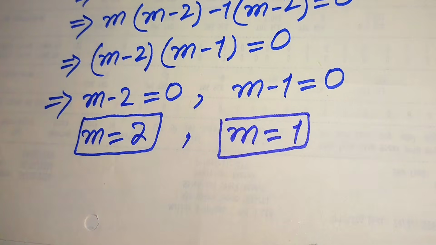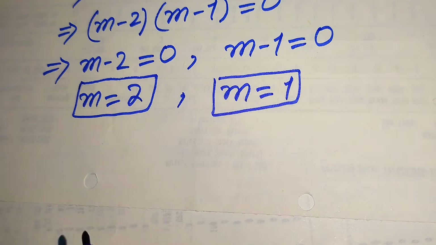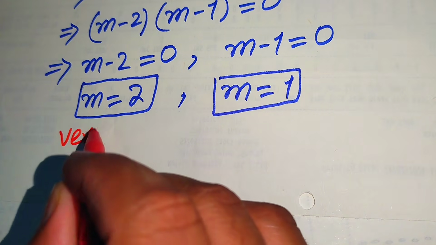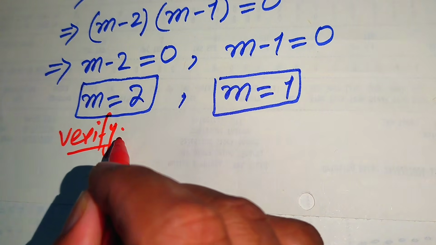So here these are the two roots of the given equation which we get from the first method, and now we need to verify whether these roots are solutions, or whether these roots are extraneous roots.